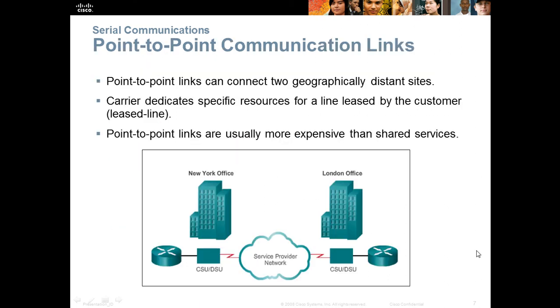Point-to-point communication links. Point-to-point links can connect two geographically distant sites. For example, if a company has two different branches, we can apply a point-to-point connection to link them together. With point-to-point connections, the carrier dedicates specific resources to a line leased by the customer as a leased line connection, and point-to-point links are usually more expensive than shared services.